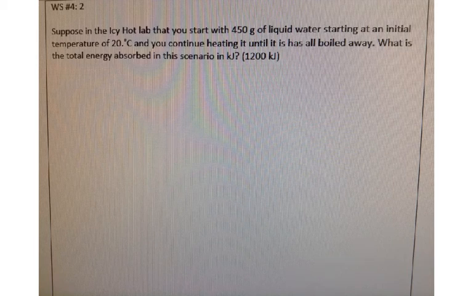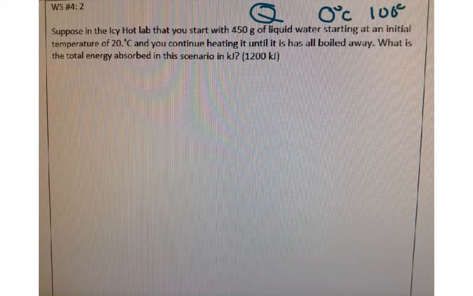All right, tonight's homework is a little bit more complicated than the previous night's homework. The good news is that you will always be finding Q. The bad news is that you're going to be having to deal with both phase changes and temperature changes. The key ones that you need to remember are 0 degrees Celsius and 100 degrees Celsius, especially when it comes to water.